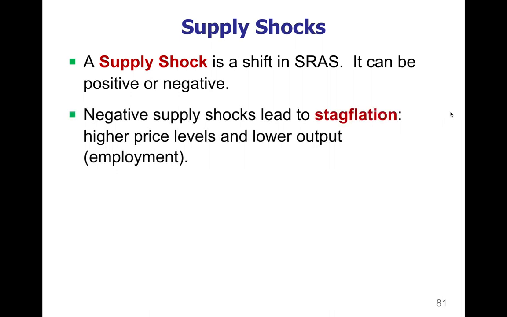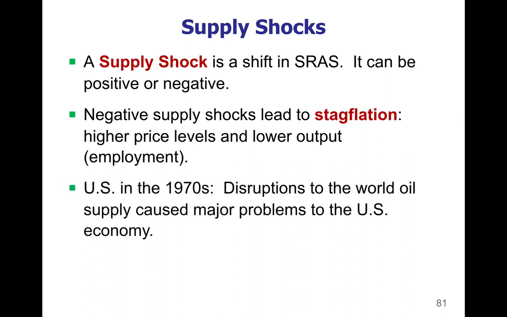A negative supply shock leads to what's called stagflation, because when supply shifts to the left, price levels or inflation go up, and we also have decreased output, which means higher levels of unemployment. These are two really bad things to happen at the same time. If we have higher prices and less people working, that is two difficult problems, and you can't solve them both at the same time. This is what happened to the United States economy in the 1970s.